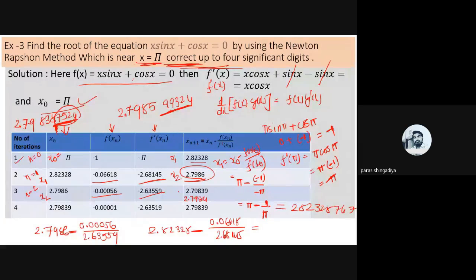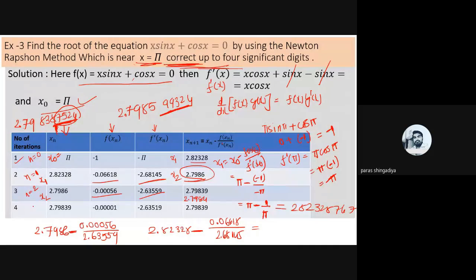And we'll check that the 2 consecutive iterations, either x2 x3, or x3 x4, or x4 x5, should be the same, correct up to 4 decimal places. So for x2 we'll consider 2.7986 and we'll get the answer 2.79839. Otherwise you can consider 2.7984. That is also one correct form of your answer.